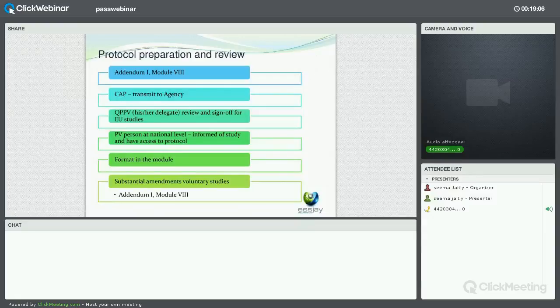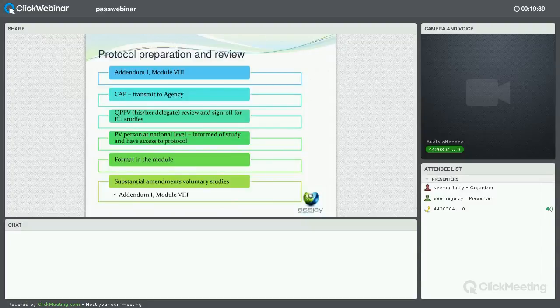So when writing your protocol and deciding how to put that together in the review process, we've already talked about the review and the fact that it does need to go to PRAC or National Competent Authority, depending on how many countries you're running that study in. But really what you need to look at is Addendum 1 of Module 8. Before, this used to be part of Module 8, but now they've taken that out, and it is a separate addendum. And this shows you what your obligations are with regards to submitting to the health authorities in different countries when you have an obligated or a voluntary study.